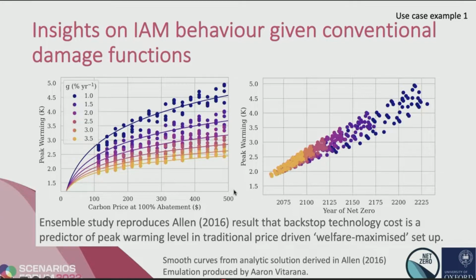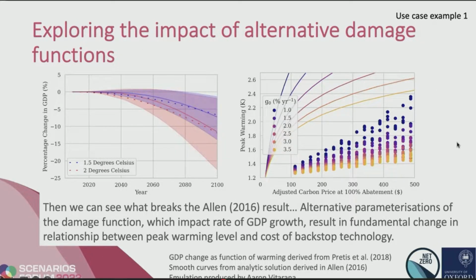And so the first thing that we did was we went through with our emulator and we showed that under a range of IAM constrained parameter sets, you produced this relationship if you assumed a DICE-like damage function, where the scatter is what we find, more specifically what Aaron found in his master's project. And they lie very nicely over what Miles found for the analytical result in 2016, which is a nice reproduction of that study. But then we can go on to do some more interesting things, like figure out when we can break that study.